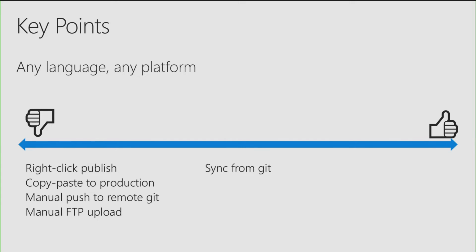Slightly better is this idea of syncing from Git and letting Kudu do our deployment. But again, if I've introduced bad code, that deployment is not going to work and the site is going to be down in the meantime. What we really want to do is build an entire CI/CD pipeline with Visual Studio Team Services to get all the way out to production.